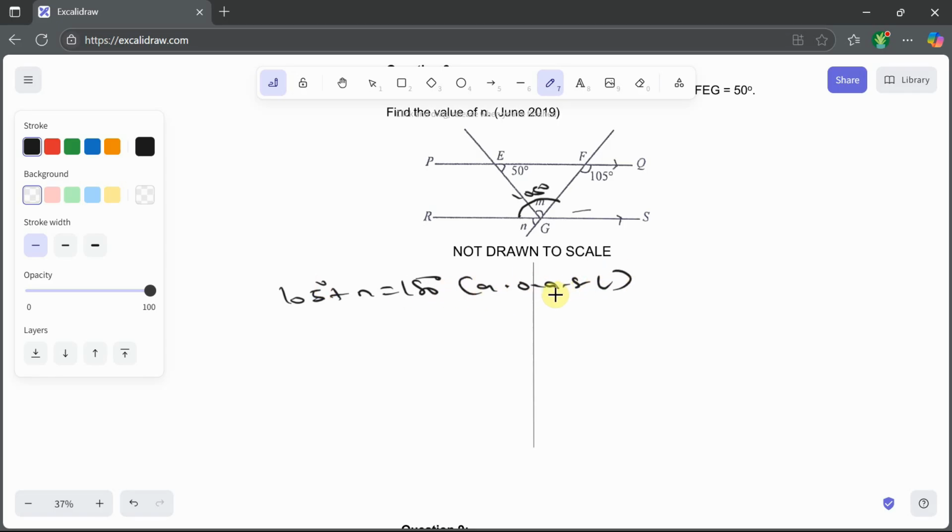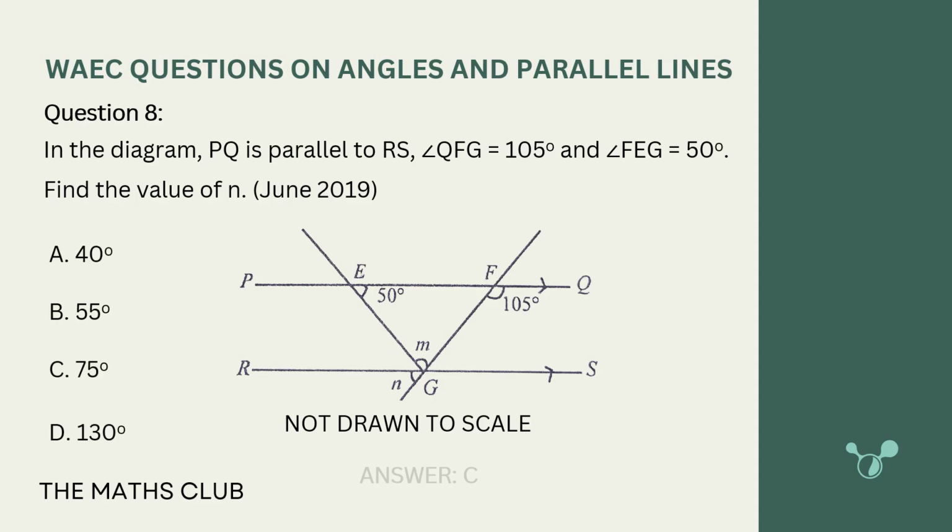Always write it fully with the theory question. So our n is equal to 180 minus 105, and that'll give you 75 degrees. That will give you the value of n. Let's see if our answer is correct. That will be option C. Great.